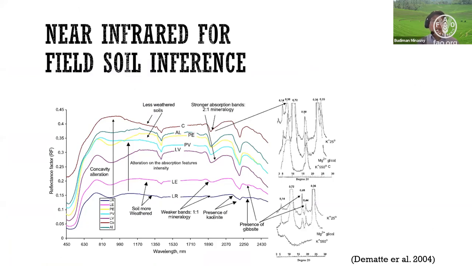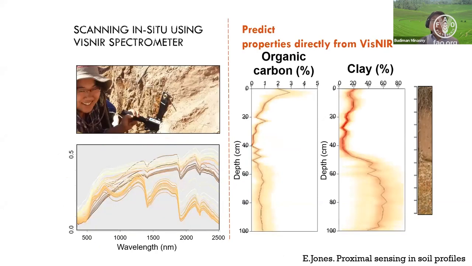And the next, I'll talk about the near infrared for soil inference, because as you can see, the infrared spectrum of the soil, although it's a spectrum, is sort of interpretable because it contains information about the minerals of the soil, about the character of the minerals, about how much clay is in the soil. What we can do for research and for pedology purposes is take this infrared and go out in the field and measure it directly.